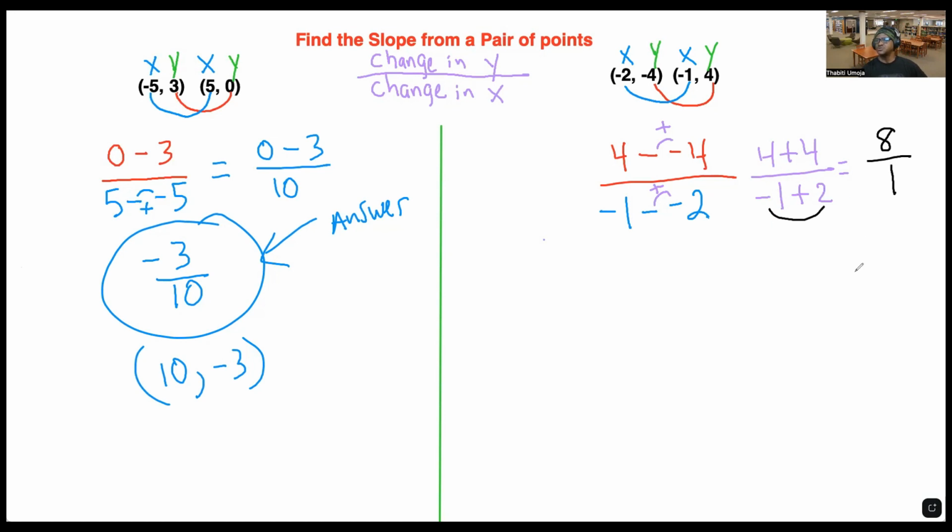And we keep the sign of the larger number. The larger number is 2. So obviously, this is 8 over 1. And 8 over 1 is merely just 8. Okay? So that's basically what our answer is on that problem. And as long as you remember the change in y and the change in x formula, you shouldn't have any problem with these particular challenges.